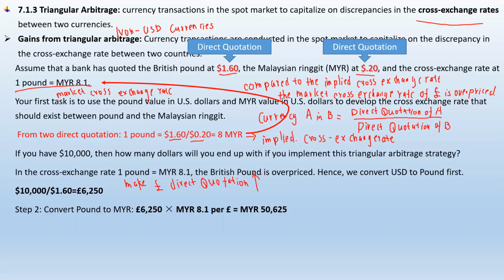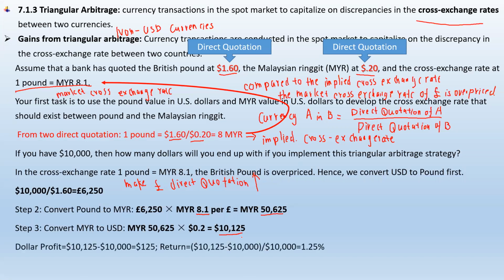And then we convert British pound to MYR. For MYR, each British pound can exchange for 8.1 MYR. So in total, we can have 50,625 MYR. And then finally, we convert it back to US dollar using the direct quotation. So we found out that our ending balance for this arbitrage is 10,125. So the dollar profit is $125. The return is 1.25%.